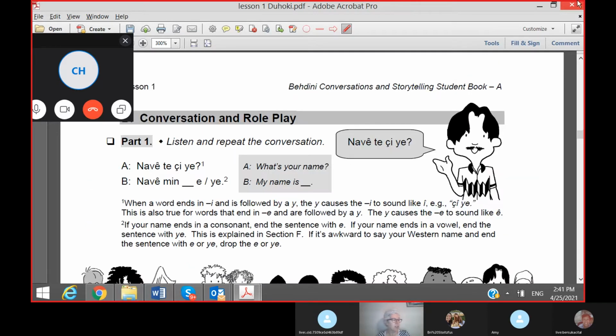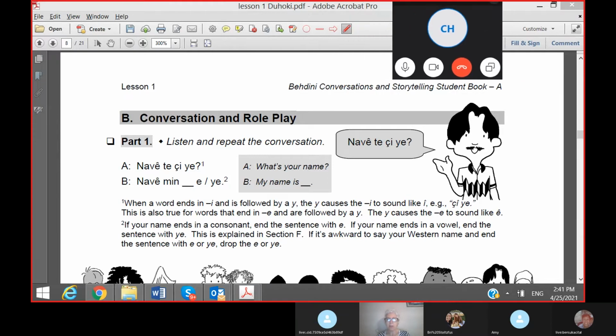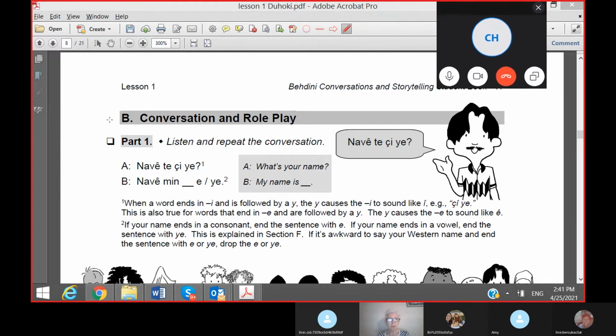All right, let's go ahead to the next page, page 4. Up at the top it says B, conversation and role play. And this is the crux of each lesson. Obviously, lesson 1, it's very simple. You probably all already know, Navita Chia. But I'm going to teach you why you say Navita Chia and why you answer the way that you do.